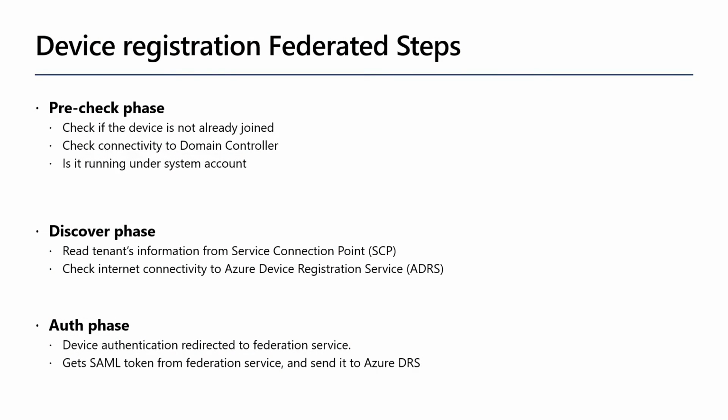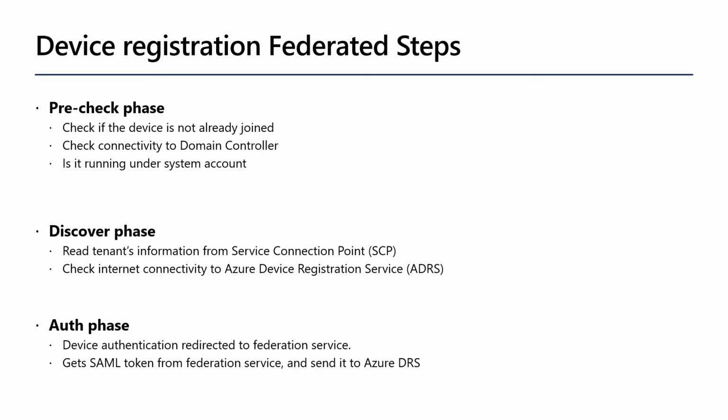Once device registration triggers from the device itself, device registration on the client tries to verify if the device is already connected to Azure Active Directory. And if not, it verifies the connectivity to the local Active Directory. And in this case, the device should have line of sight connection to the domain controller. And also it verifies if the device registration itself was triggered under system context.